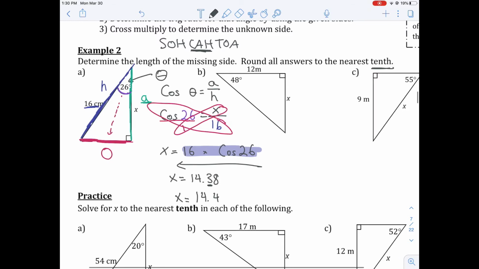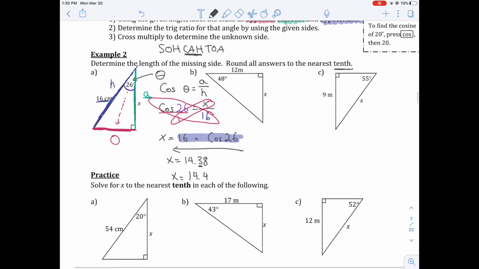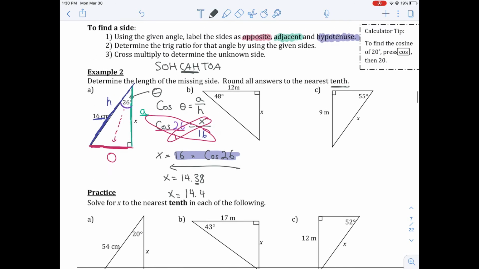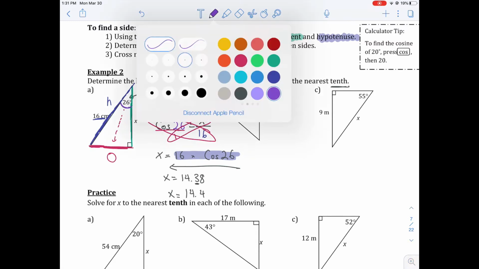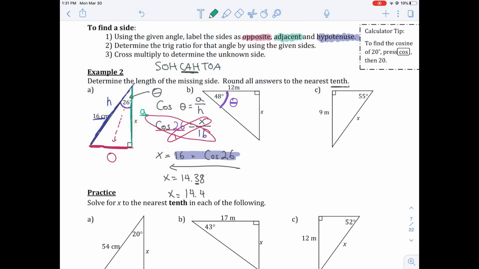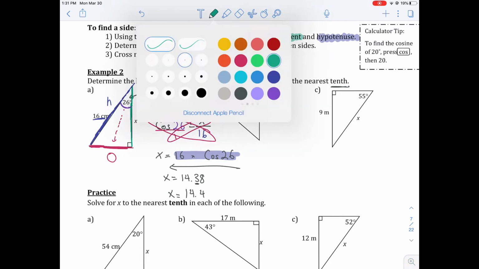Done. Let's try question number 2, and 2b, and repeat the same process. Step number 1, label your sides. Here is my angle, here is my theta. That's my perspective. I should be looking at my triangle. And based on that perspective, I can label the sides of this triangle using the words opposite, adjacent, and hypotenuse.